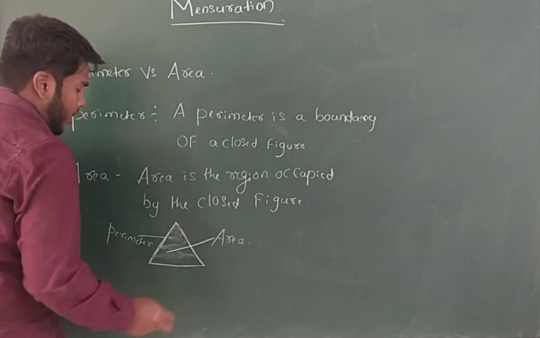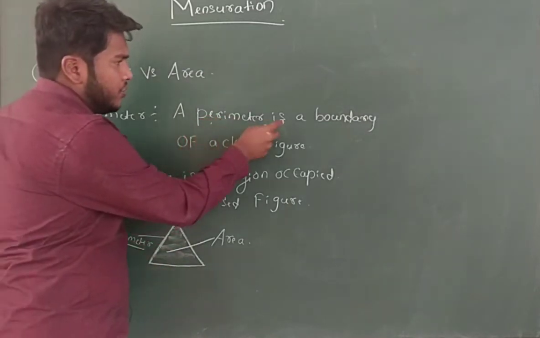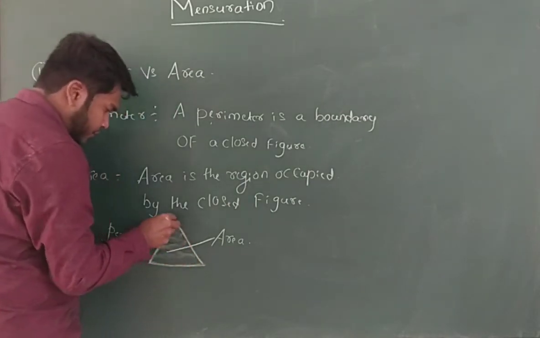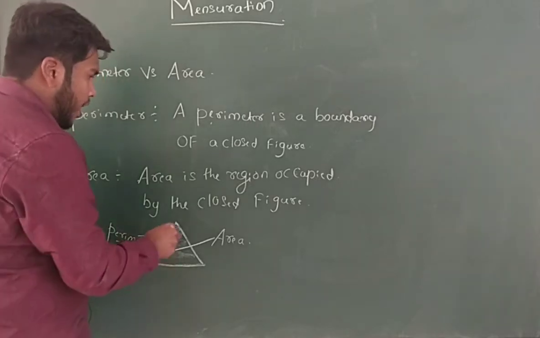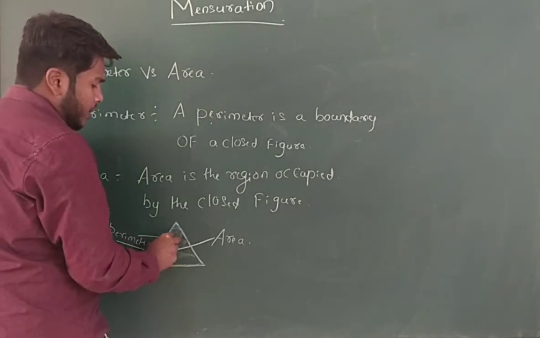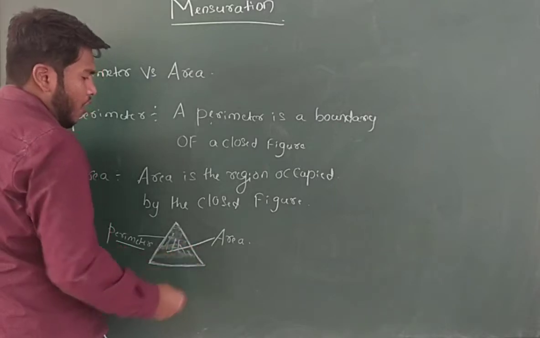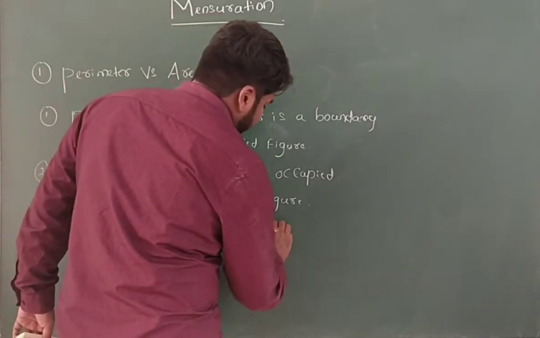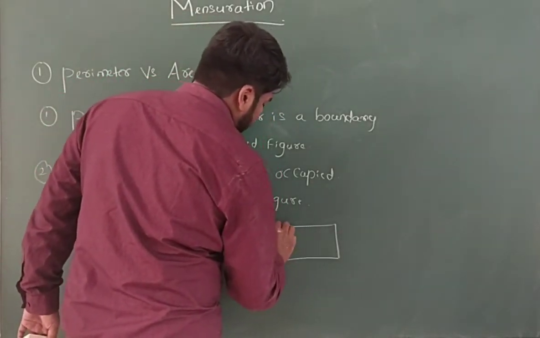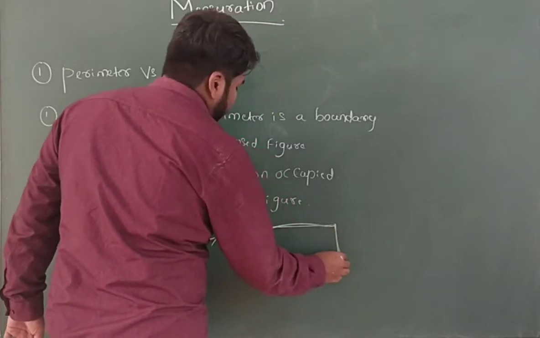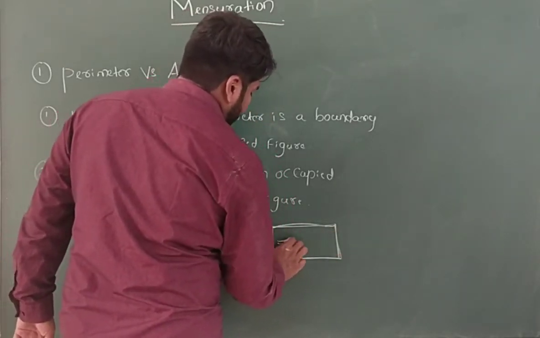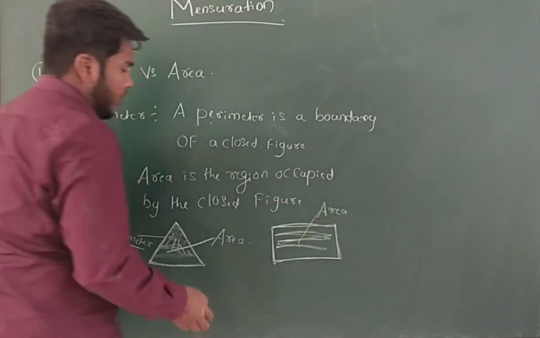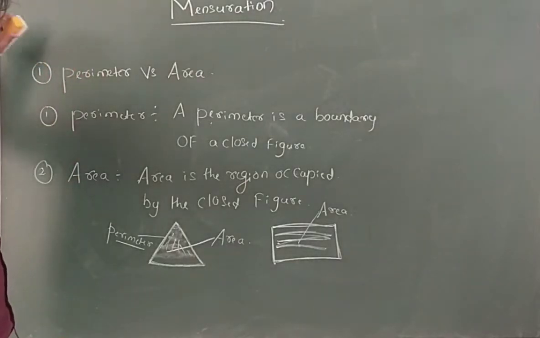So what definition did I give for perimeter? A perimeter is a boundary of a closed figure. And what is area? Area is the region occupied by the closed figure. So this shaded portion is called area. See here for a rectangle also, if you take one more example. These are the perimeter. The boundary of a closed figure is called perimeter, and the shaded portion is called area. So this is the definition for perimeter and area.